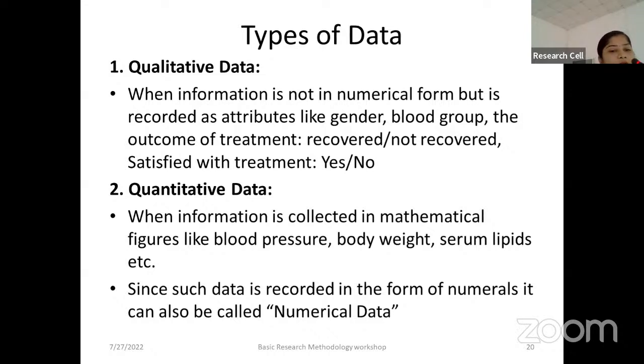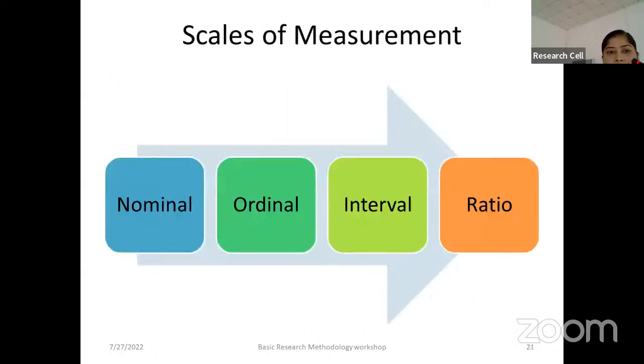And quantitative data is when the information is collected in mathematical figures, like blood pressure, which has some figures, some counts, and body weight, then other biochemical parameters like serum levels, etc. These are counts. Since such data is recorded in the form of numerals, it is also called numerical data. Quantitative data is also called numerical data.